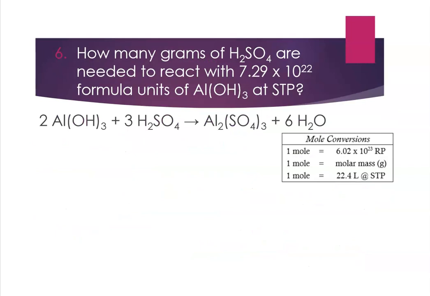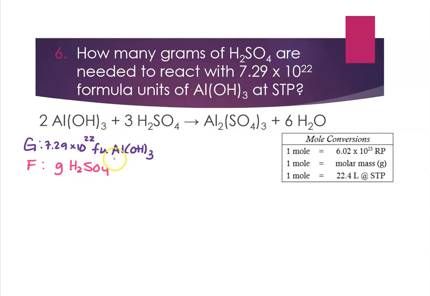So here we are given 7.29 times 10 to the 22nd formula units of Al(OH)3. And we are asked to find grams of H2SO4. Right? It's the same equation from before. We balanced it once, so we don't need to continue balancing it. So it's got that there. So let's take a look at what conversions we need.